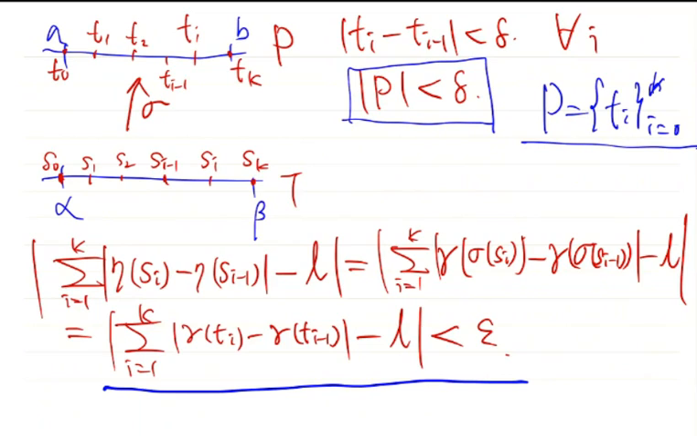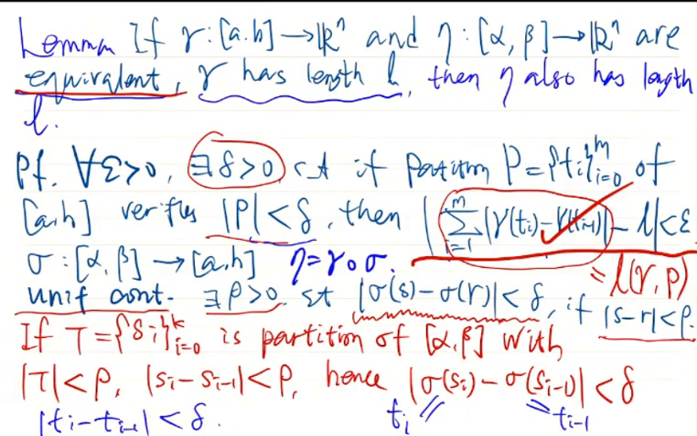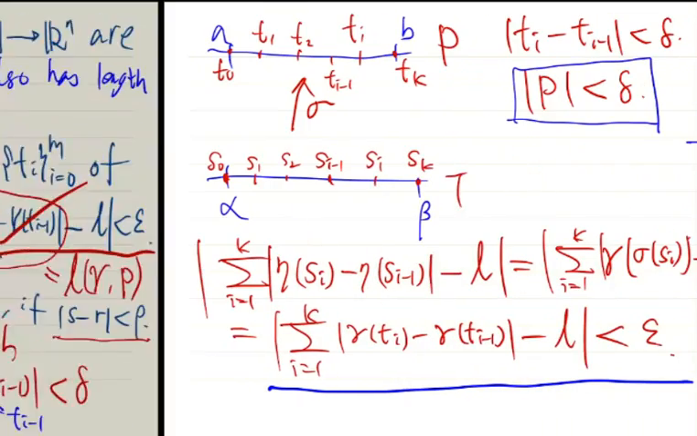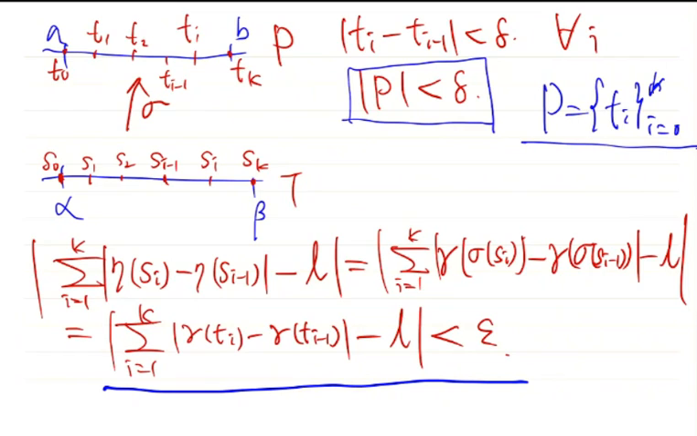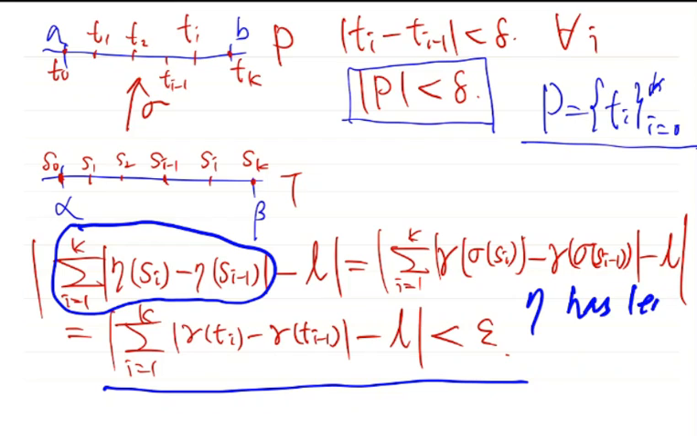So this proves that for any epsilon positive, using the uniform continuity of our sigma, we obtain a rho positive such that for any partition of [alpha, beta] with gap less than rho, the length of the resulting inscribed polygonal of the parametric path eta minus L has absolute value less than epsilon. So eta has length L. So this proves our result.